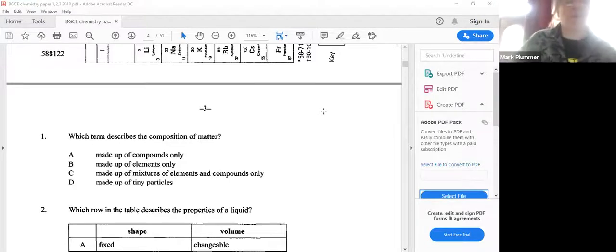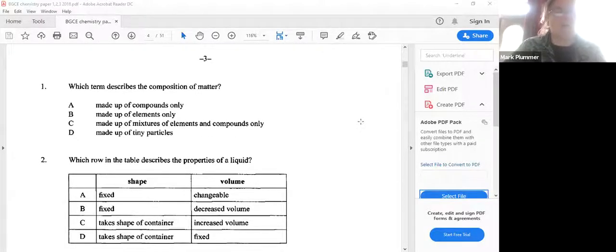Which term describes the composition of matter? Well, all of those statements are correct, but the only one that's right for the question is D. So the answer to number 1 is D. Number 2, which row in the table describes the properties of a liquid?